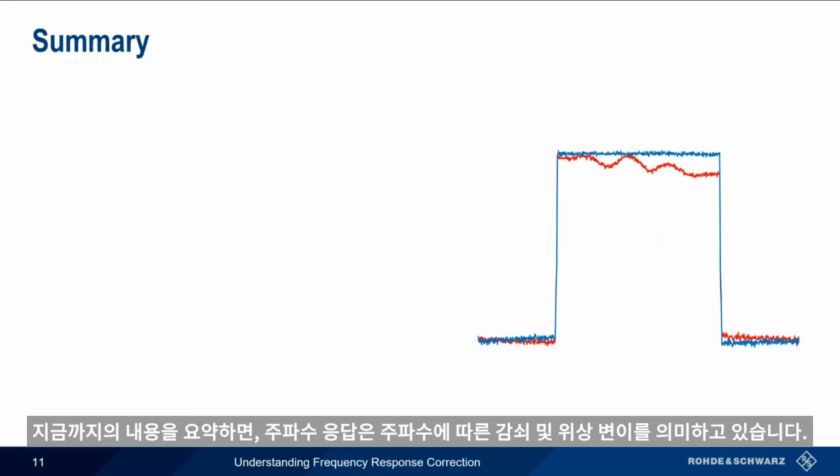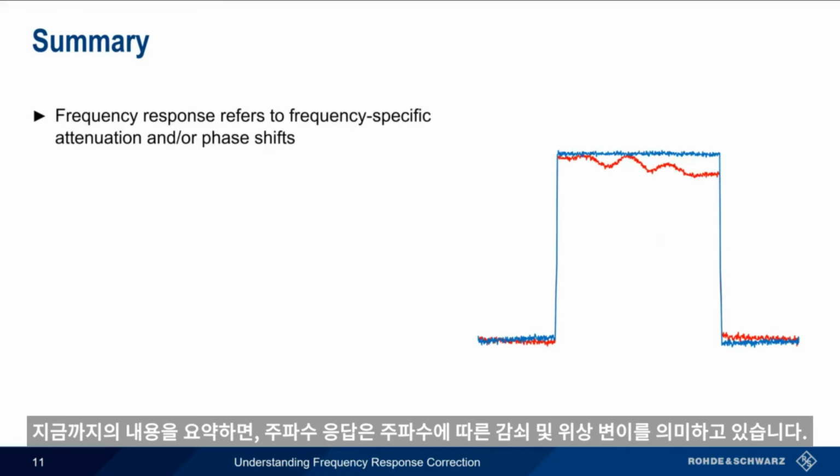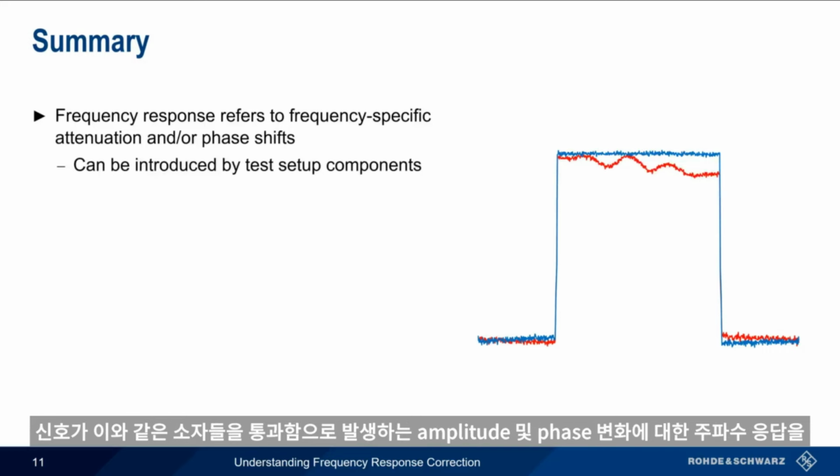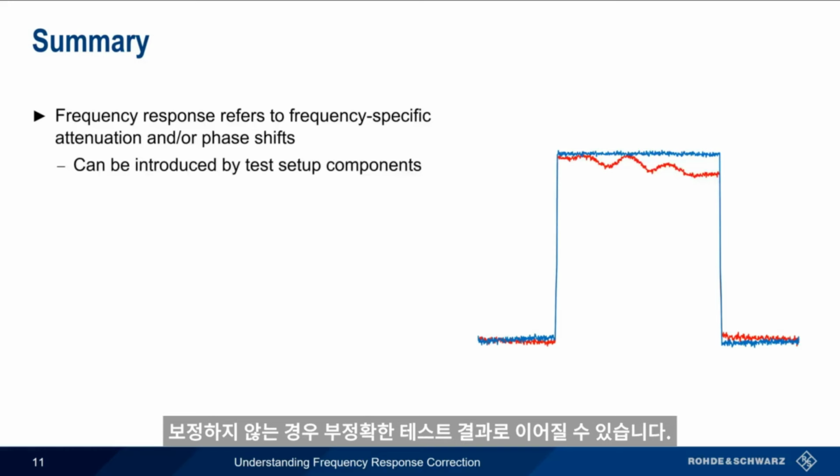So let's summarize what we've covered. Frequency response refers to frequency-specific attenuation and/or phase shifts, and these are often caused by components in our test setup, such as cables, combiners, mixers, etc. Because the frequency response of components can change both the amplitude and the phase of signals passing through them, uncorrected frequency response can lead to inaccurate test results.